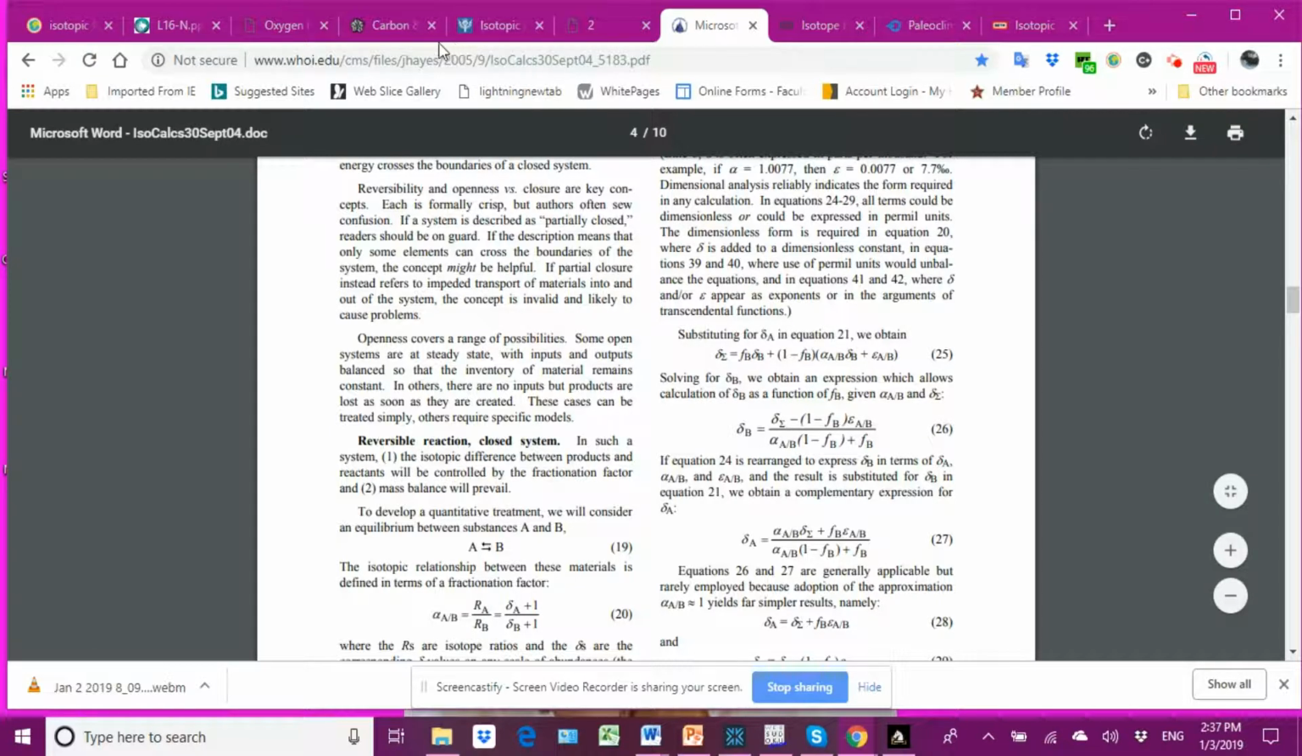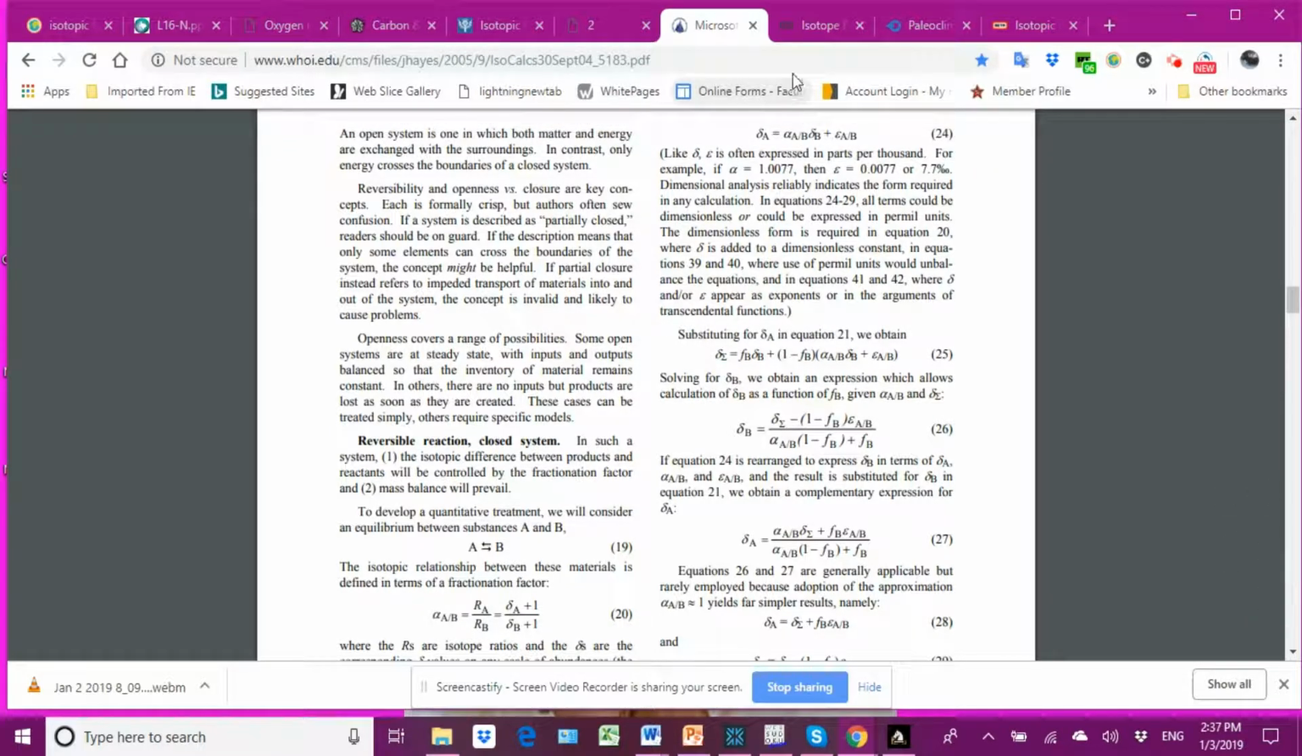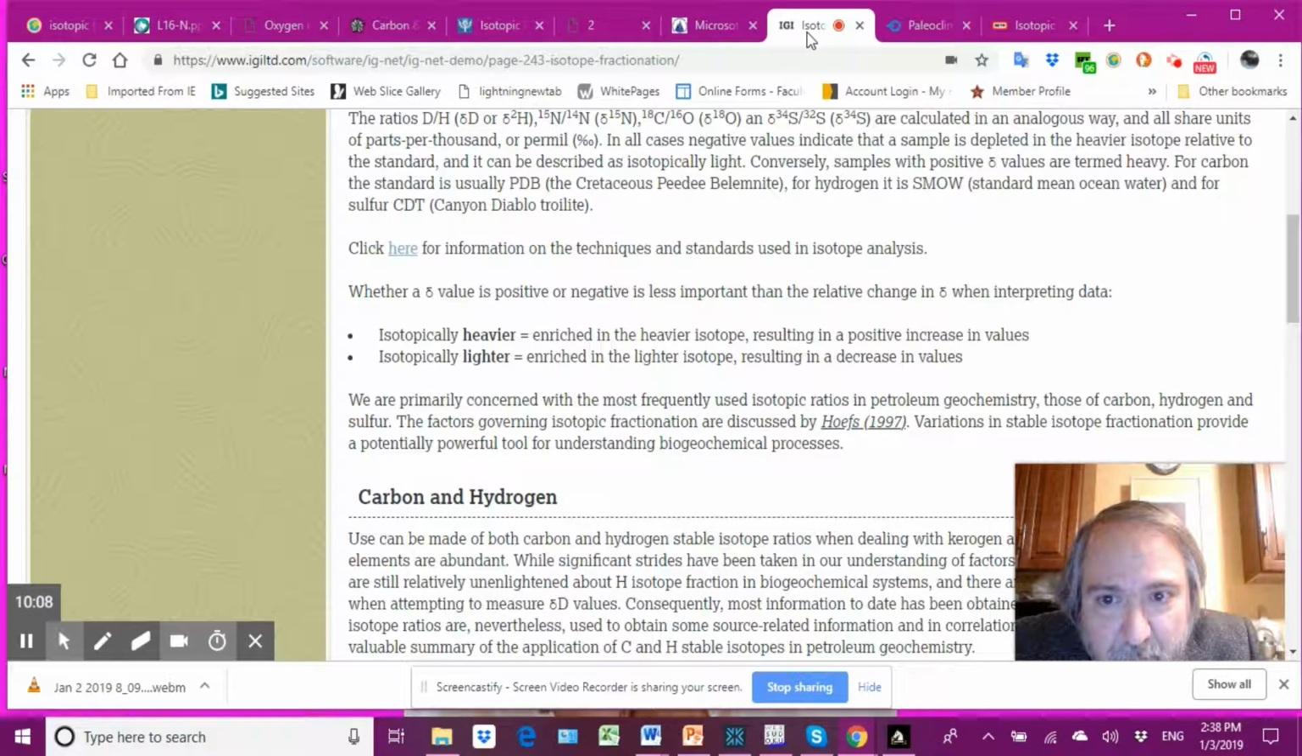Okay, and let's see. I want to show you this here. So we're talking about the del values. Whether a del value is positive or negative is less important than the relative change in del when interpreting data. Less important. We're looking at the relative change compared to the standard.